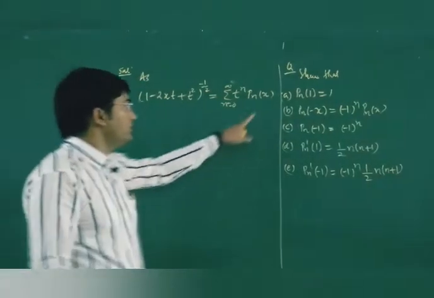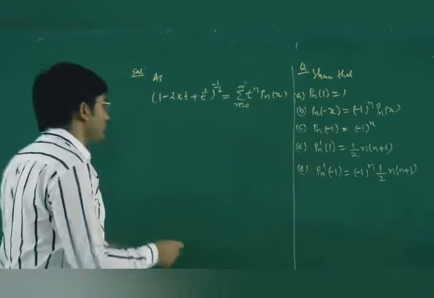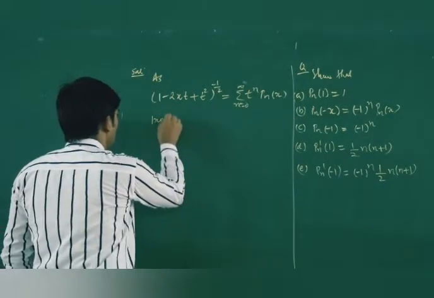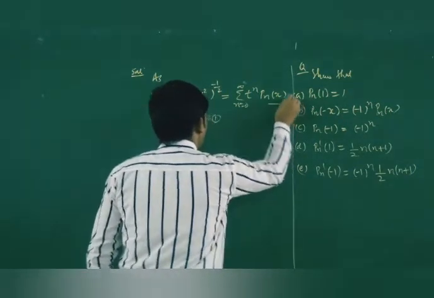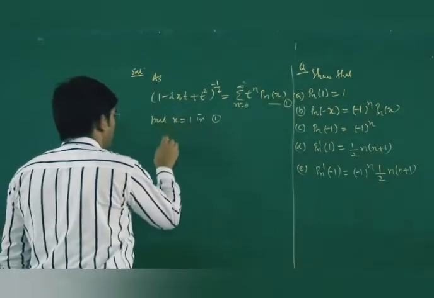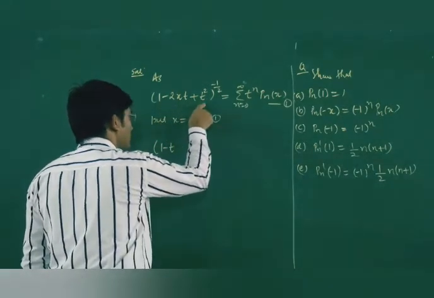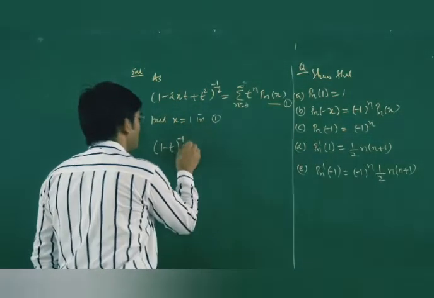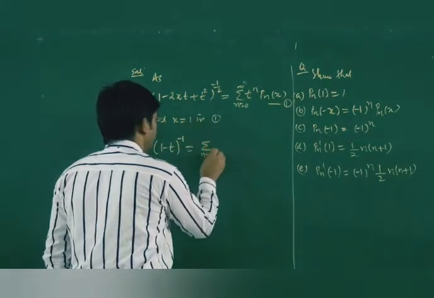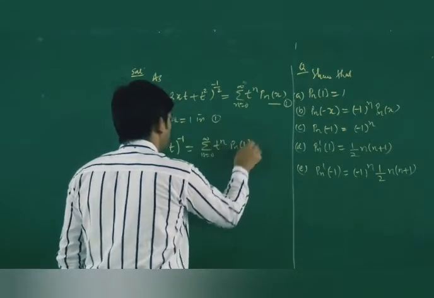Now as we need 1 in place of x, let us put x equal to 1 in equation number 1. Putting x equal to 1 here, we will have 1 minus 2t plus t squared, which is (1 - t) whole squared. That means (1 - t)^(-1) equals the sum of t^n Pn(1).